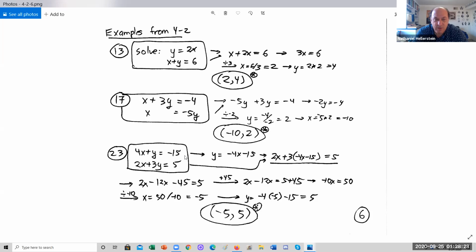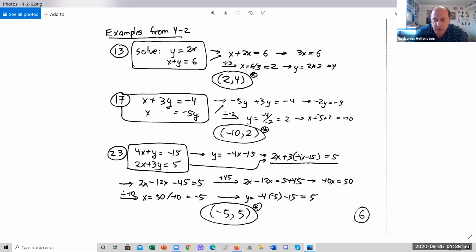4x plus y is -15. 2x plus 3y is 5. From this first equation, we can isolate y by transposing 4x, subtracting it from both sides, and get y equals -4x minus 15. We can substitute this y in the second equation to get 2x plus 3 times (-4x minus 15) equals 5.